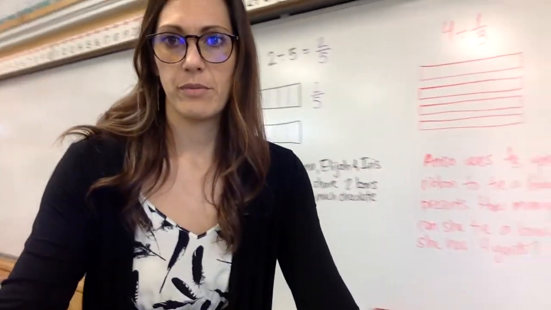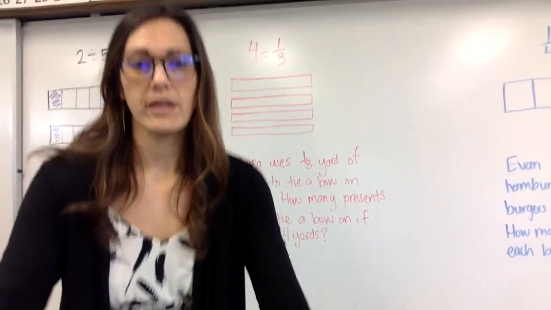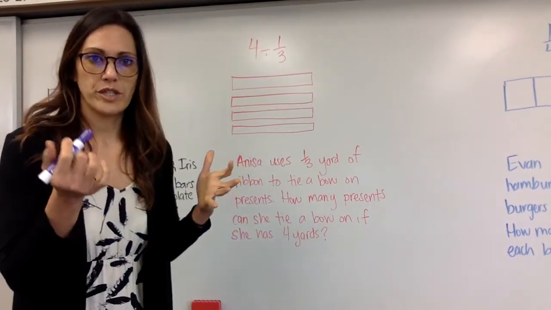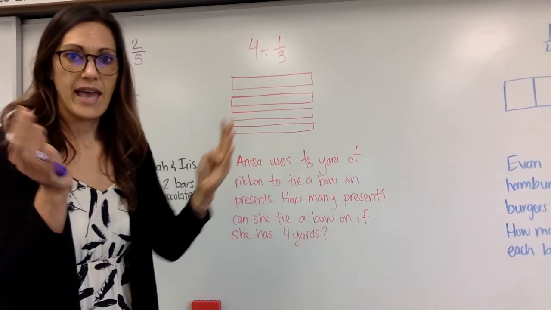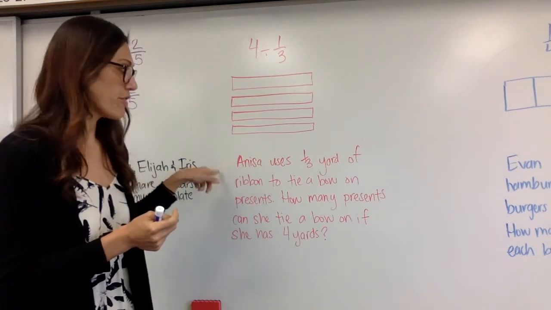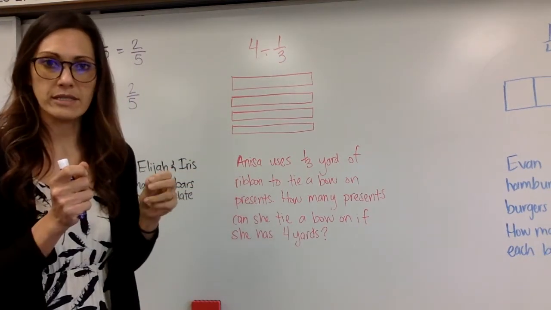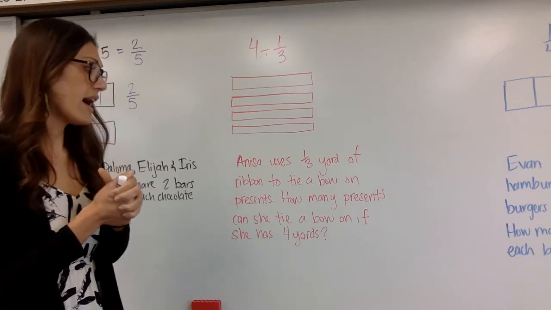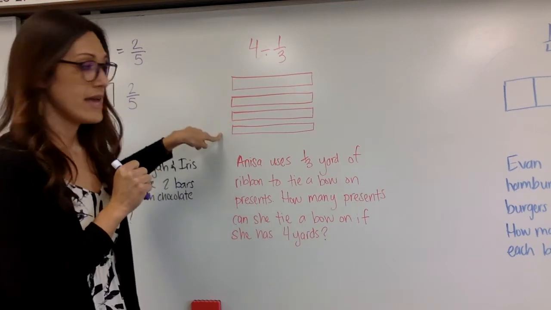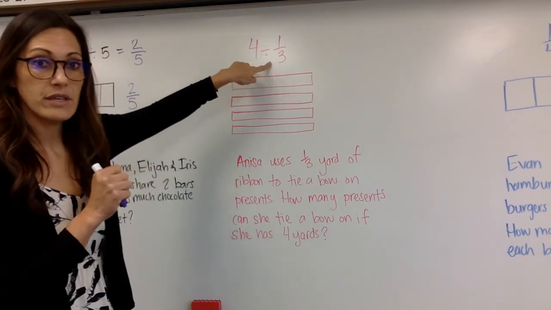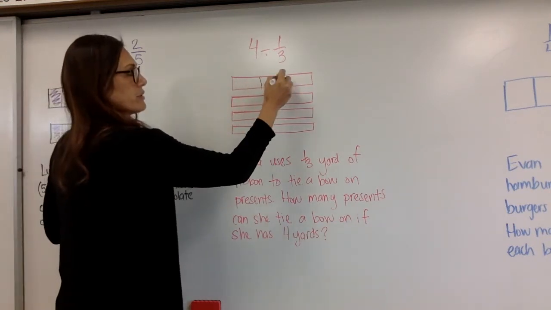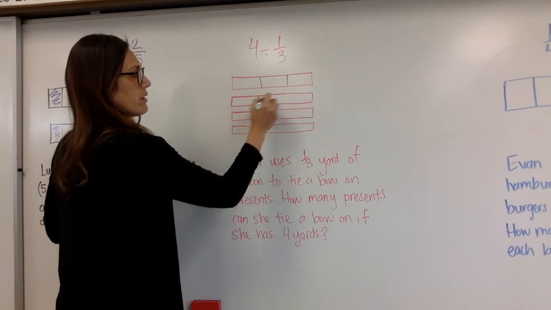The next type of division problem is when you start with a whole number and you divide it by a fraction. So I would think about a situation where I have 4 wholes of something and I would divide them into parts. In this situation, Anissa uses 1/3 of a yard of ribbon to tie a bow on presents. How many presents can she tie a bow on if she has 4 yards of ribbon? So here's my 4 yards of ribbon, and I'm going to cut this into thirds to see how many presents she can tie a bow on. So I'm going to do 2 cuts, and that's 1, 2, 3, and I'm going to do it all the way down.